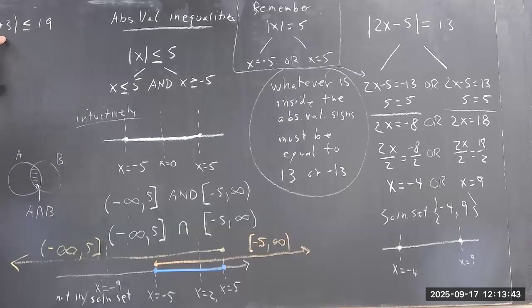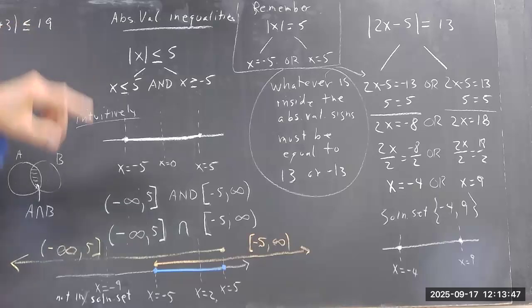Now, if the absolute value of 2x plus 3 is less than or equal to 19, think about numbers again.